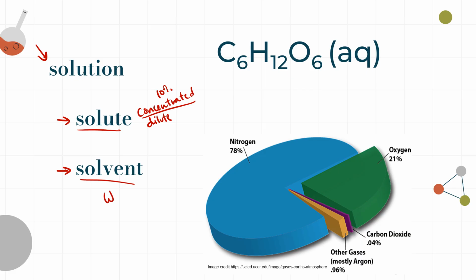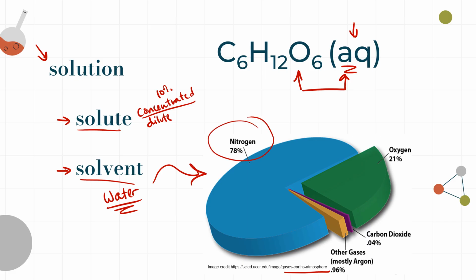Often our solvent in chemistry is water. It is so common a solvent that we actually have a state symbol for it. AQ is aqueous. So here we have a solution of glucose dissolved in water, aqueous glucose. However, water is not our only solvent. Sometimes we can have gases dissolved in other gases. And here we have a representation of gases in Earth's atmosphere. Because nitrogen is the most plentiful of all the gases in the atmosphere, we consider it the solvent. And then everything else is dissolved in the nitrogen.